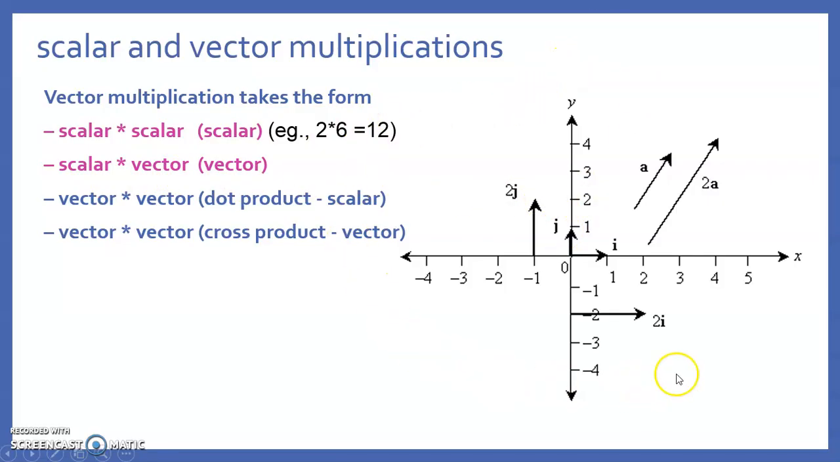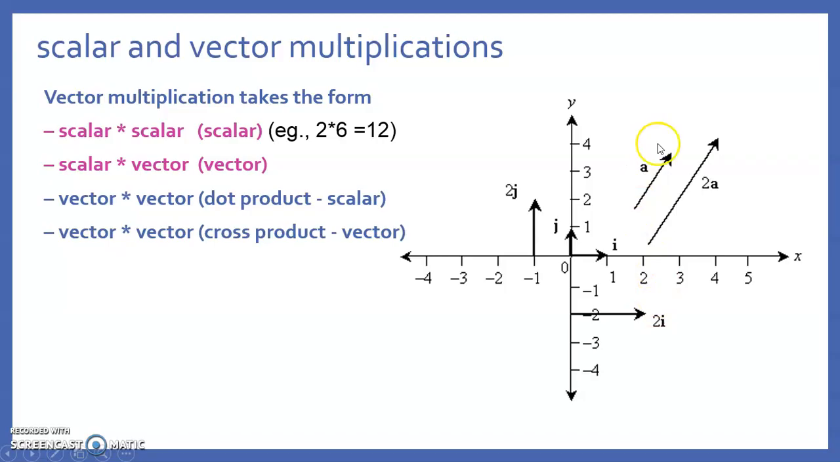You can see this in the diagram. Here A is a vector. If you multiply it with a scalar 2, you get 2 times A. That means A is multiplied 2 times. Here this one is the I vector, 2I means 2 times I. The length is increased by 2 times.